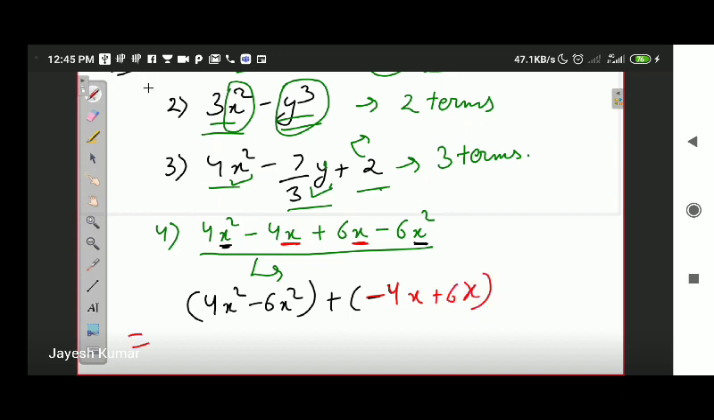So 4x square minus 6x square will be minus 2x square, and after that minus 4x plus 6x will be plus 2x. So on simplifying this expression you get only 2 terms. Why did we simplify it? Because the powers and variables were still same, that is why this algebraic expression could be simplified. So first of all we need to determine whether it can be simplified or not, and after we determine that we will check out its powers and we will check out its terms.